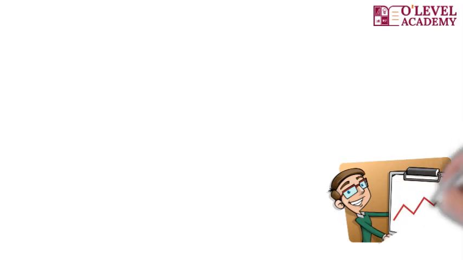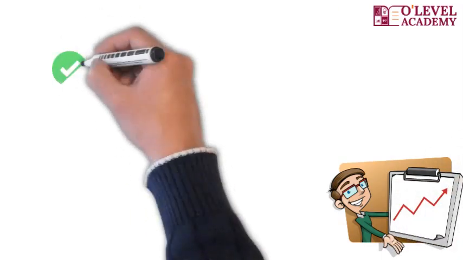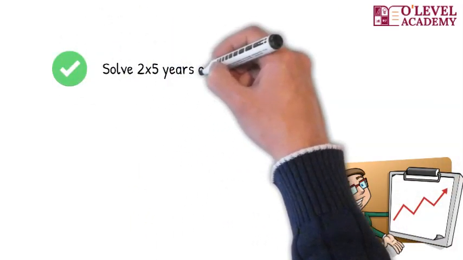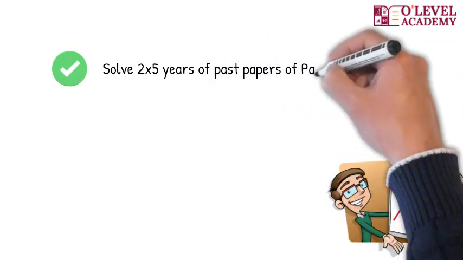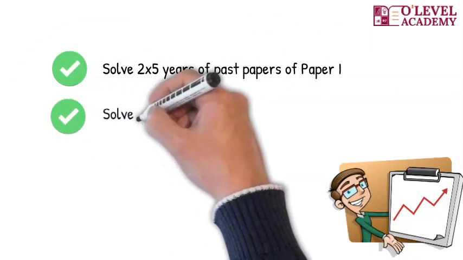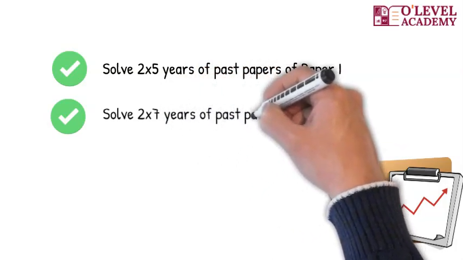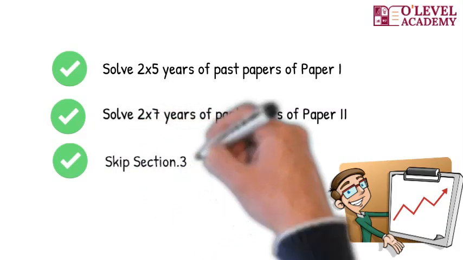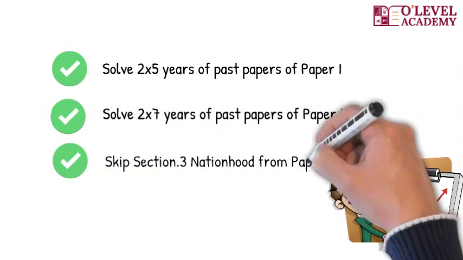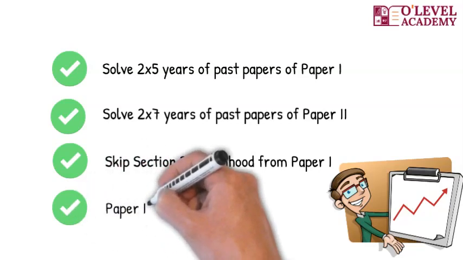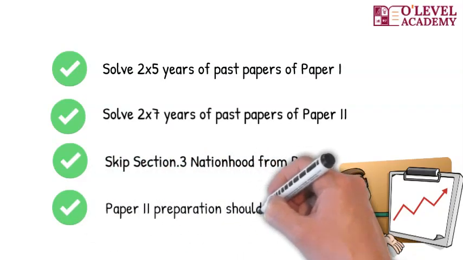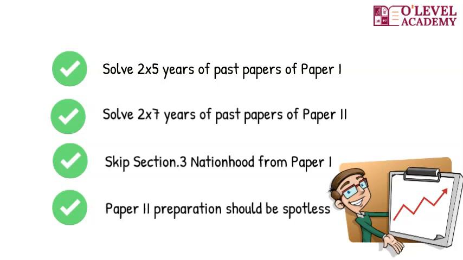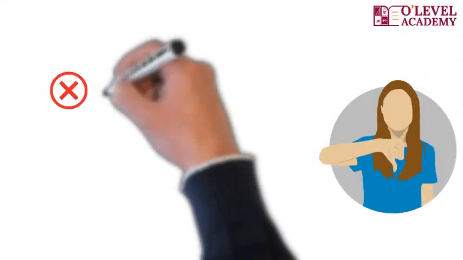Once you have completed your syllabus, I suggest you solve 5 years of past papers of Paper 1 and 7 years of past papers of Paper 2. From the Paper 1 syllabus, you can skip Section 3, Nationhood, which is quite boring, and still acquire an A+. However, your Paper 2 preparation should be spotless because it will help you acquire any marks that you have lost in Paper 1.